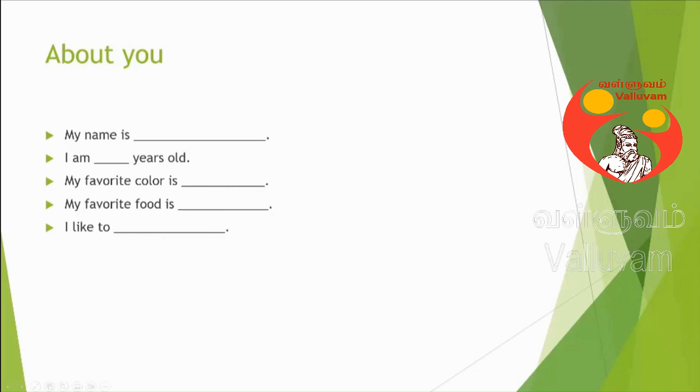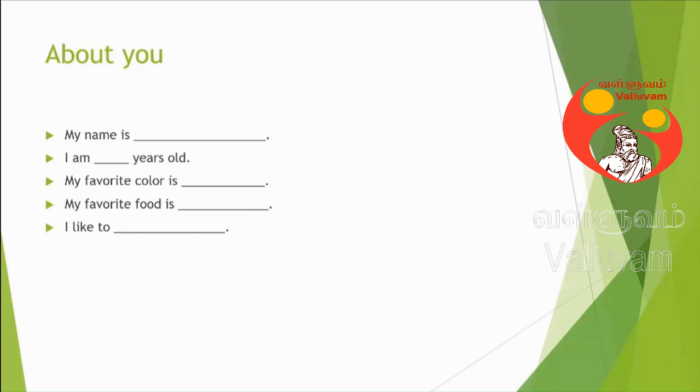If you want to volunteer to go first, put your hand up. Okay, Priyanka, can you try saying the sentences and filling in the blanks? My name is Priyanka. I'm 8 years old. My favorite color is red. My favorite food is fried rice and chicken. I like to do my homework and study. Okay, thank you. Good job, Priyanka. That was perfect. All of it was very good.